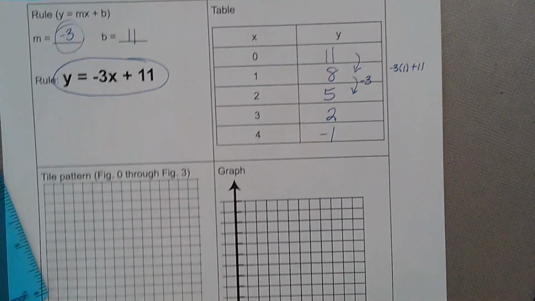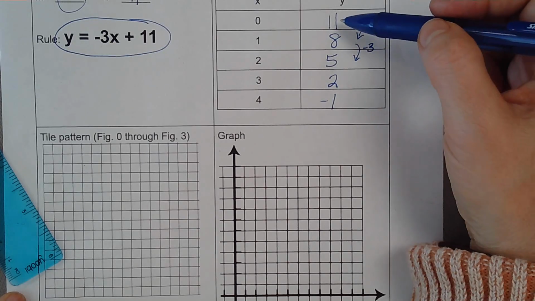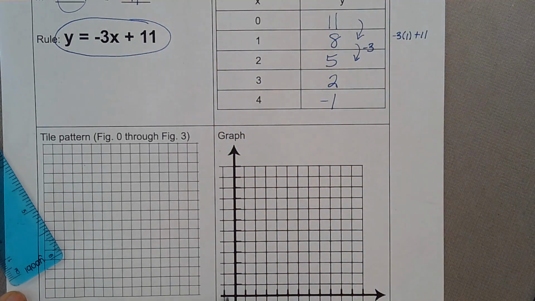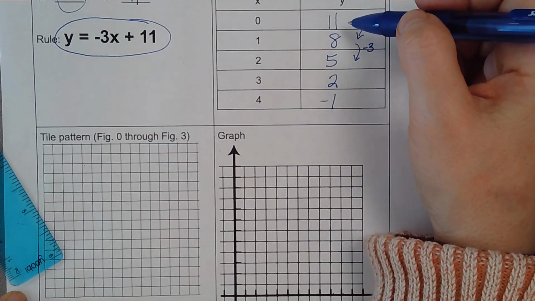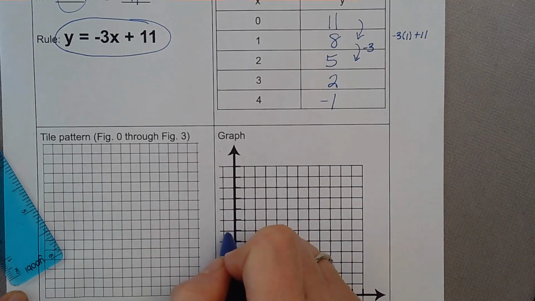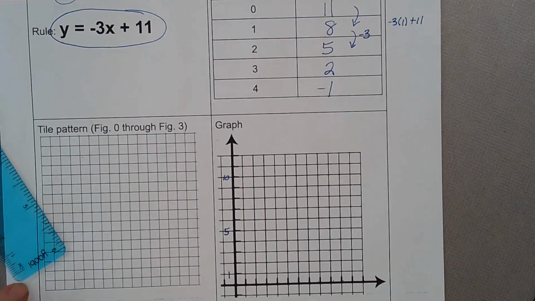I'm going to continue now down to the graph. So down here on the graph, I can use my table or my rule. I'm going to go with the table. So let's check to see how many we've got. 1, 2, 3, 4, 5, 6, 7, 8, 9, 10, 11, 12. I have to get up to 11. I think I've got enough. So I'm going to count by ones in this direction. 1, 2, 3, 4, 5, 6, 7, 8, 9, 10, 11, 12. Yes, I will have enough.